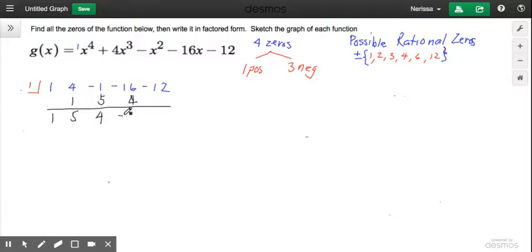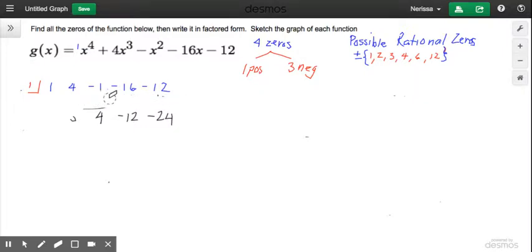Negative 16 plus 4 is negative 12. Negative 12 times 1 is negative 12. And therefore, we will not get a 0 because negative 12 minus 12 is negative 24. So this tells us that 1 is not a 0 of g of x, but it tells us that g of 1 equals negative 24. Okay, so 1 doesn't work.